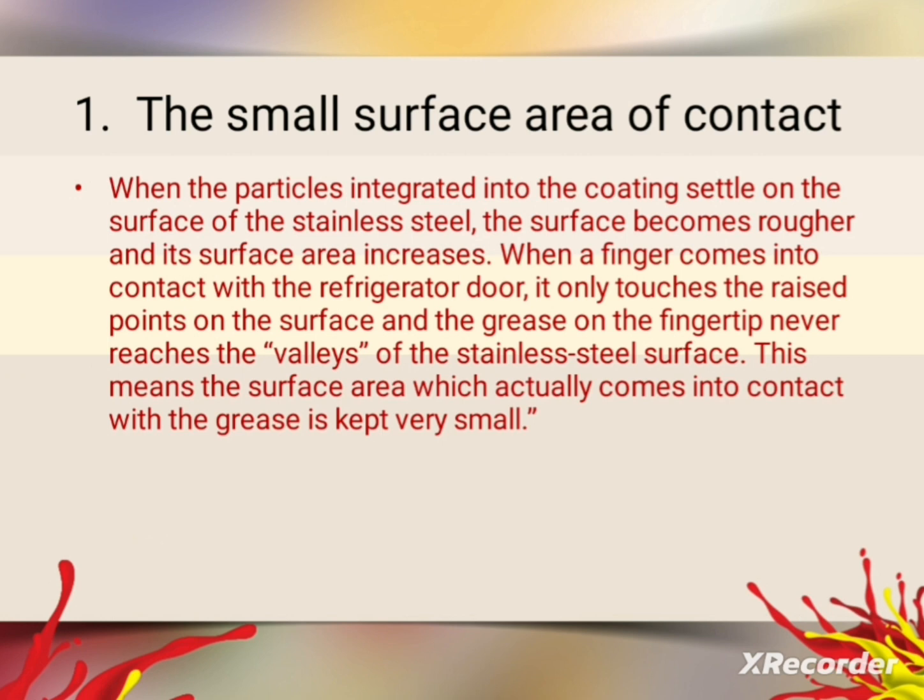This is due to two reasons. First is the small surface area of contact. This happens when the particles are integrated into the coating and they settle on the surface of the stainless steel. The surface of the steel becomes rougher and its surface area increases. So when a finger comes in contact with the refrigerator door or any other steel surface in which nanocoat is applied, it only touches the raised points on the surface and the grease of the fingerprint doesn't reach the stainless steel surface. This means that the surface area which actually comes into contact with the grease is kept very small.